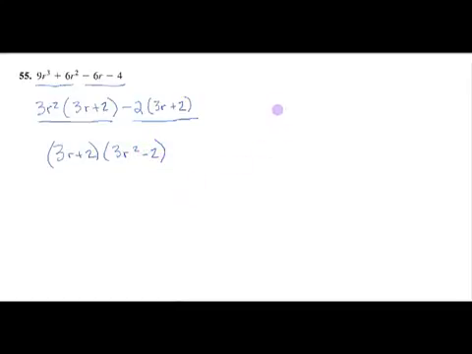If you'd like, we can check it, or you can go ahead and check it just by visually multiplying. 3r times 3r squared is 9r cubed. A 3r times negative 2 is a negative 6r. A 2 times 3r squared is 6r squared. And a 2 times negative 2 is negative 4.